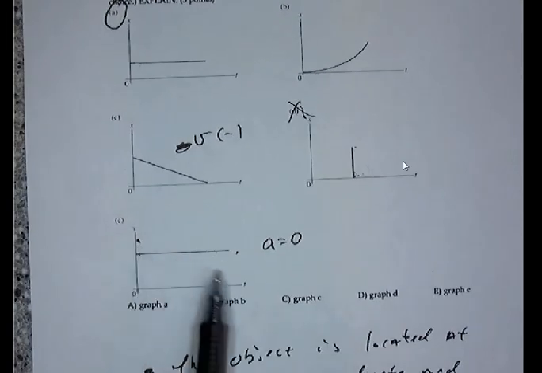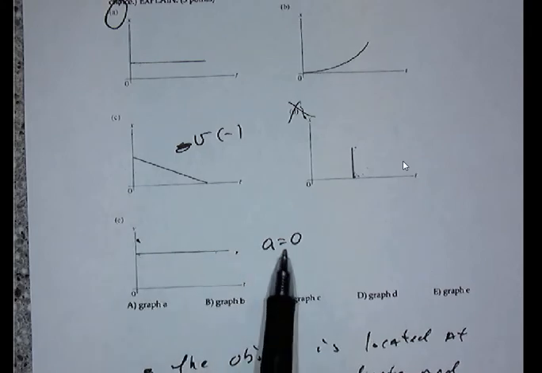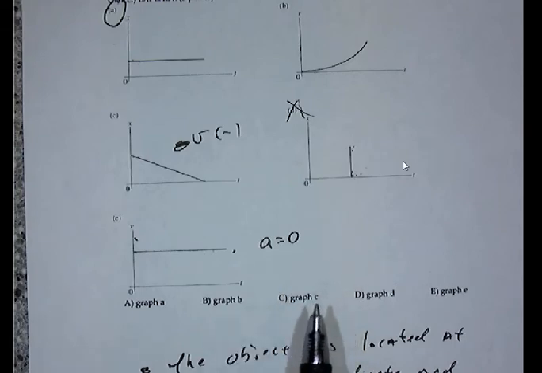Okay, so this one's a little different. This is velocity versus time. So this is a constant velocity. You are moving, you've got a constant velocity. This means the acceleration is 0, but it doesn't mean that the object's at rest. It just means that the velocity is not changing.